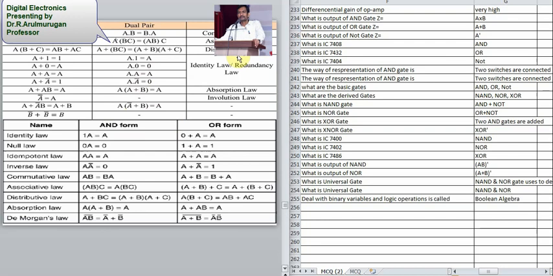And what is a law? They are going to ask you one more question: the commutative law. What is the commutative law? A plus B is equal to B plus A. That is called the commutative law. You know this very well. A plus B is equal to B plus A, and A dot B is equal to B dot A.